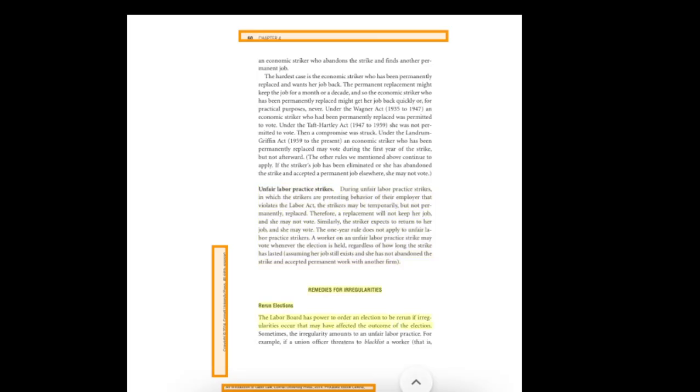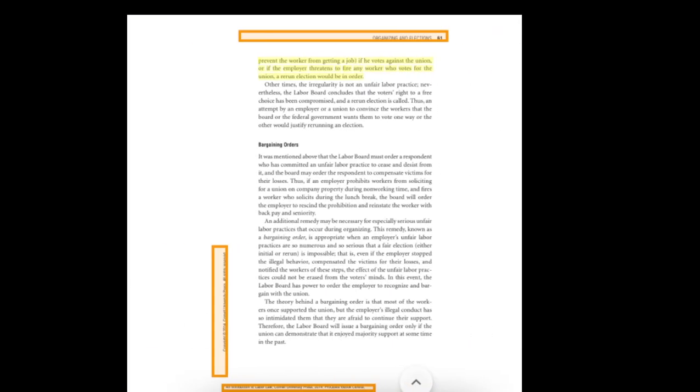Remedies for irregularities. Rerun elections. The Labor Board has power to order an election to be rerun if irregularities occur that may have affected the outcome of the election. Sometimes, the irregularity amounts to an unfair labor practice. For example, if a union officer threatens to blacklist a worker, that is, prevent the worker from getting a job if he votes against the union, or if the employer threatens to fire any worker who votes for the union, a rerun election would be in order.